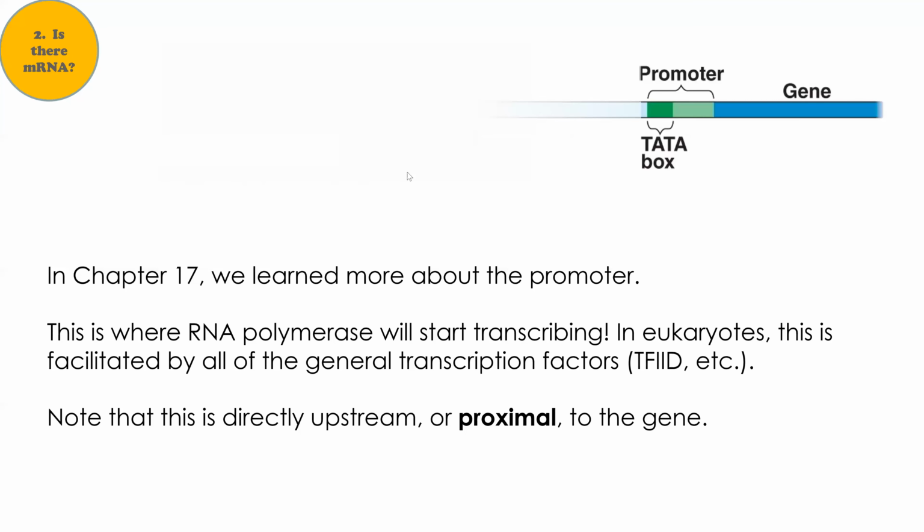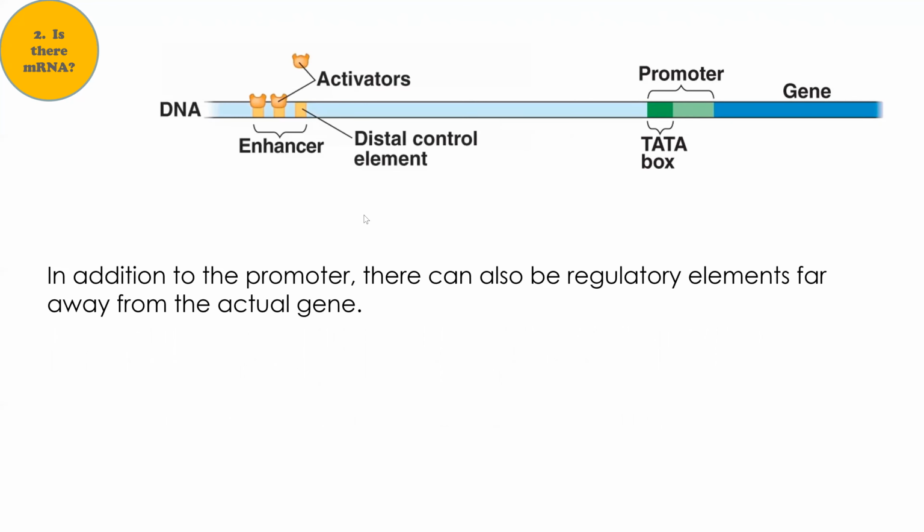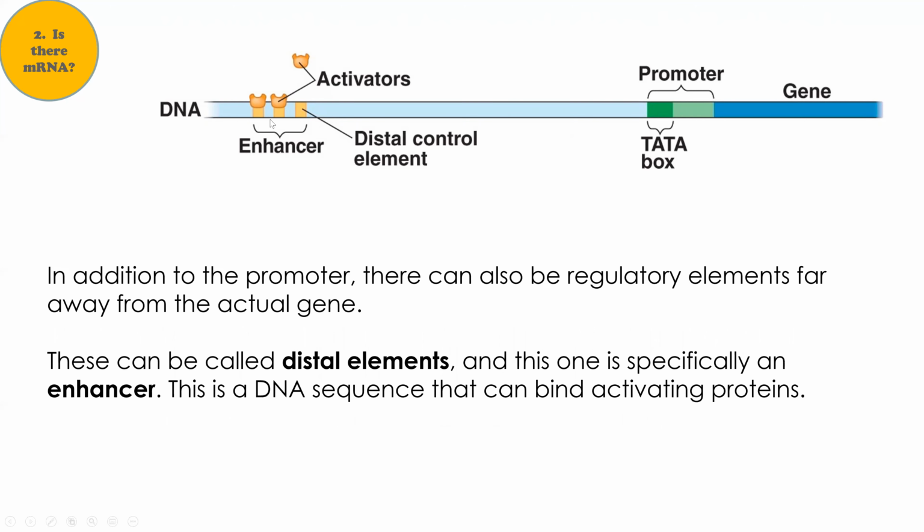Okay, so again, we learned about the promoter before. Here's our TATA box, and this is going to be where RNA polymerase will actually start transcribing. Okay, this is right next to the gene. But we can have upstream these distal control elements, enhancers. Okay, and it's important to note that the enhancer, these distal control elements, are part of the DNA sequence. So they're not protein coding. They're not going to ever be contributing to what we tell it to do in terms of making a protein, but it is going to be a specific sequence that's going to help us activate things.